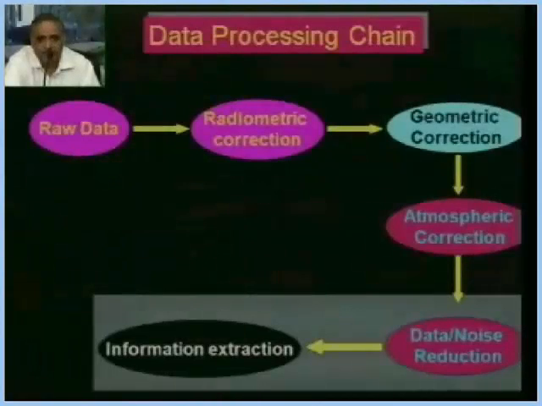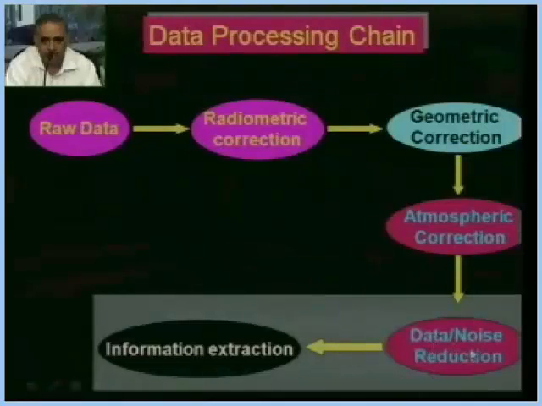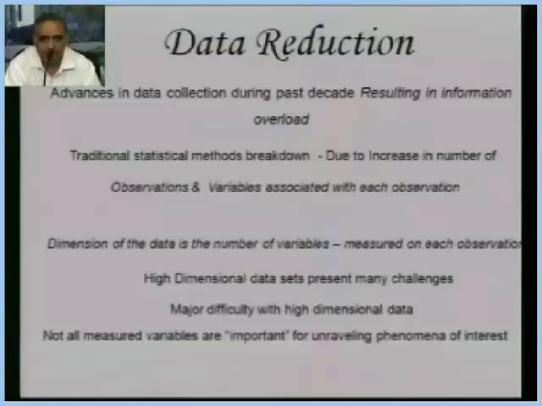The entire gamut of the data processing chain is this: you get raw data, whether from an aerial platform or a satellite platform, and then it undergoes some kind of radiometric correction, which is out of the purview of the normal users. Then the user component starts from geometric corrections, atmospheric corrections, data or noise reduction, and information extraction. In fact, we will be concentrating on the data or noise reduction and information extraction components in the next 1 hour.